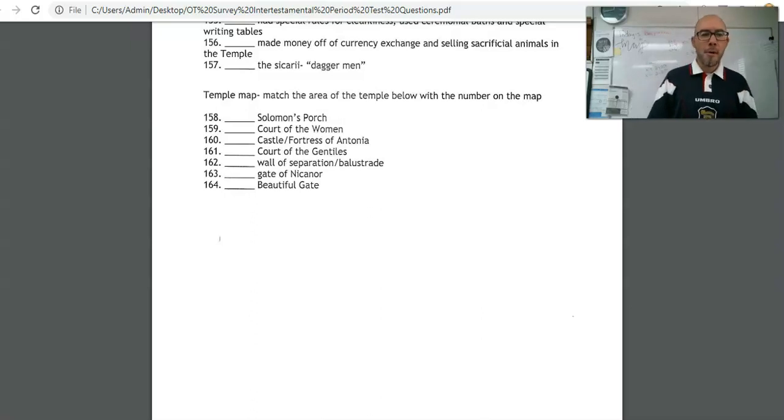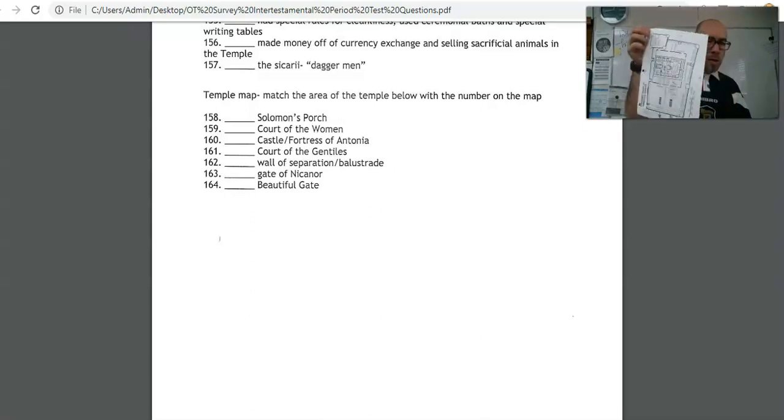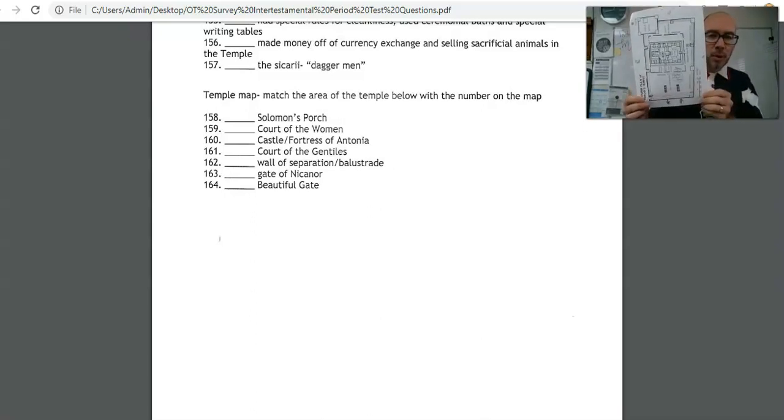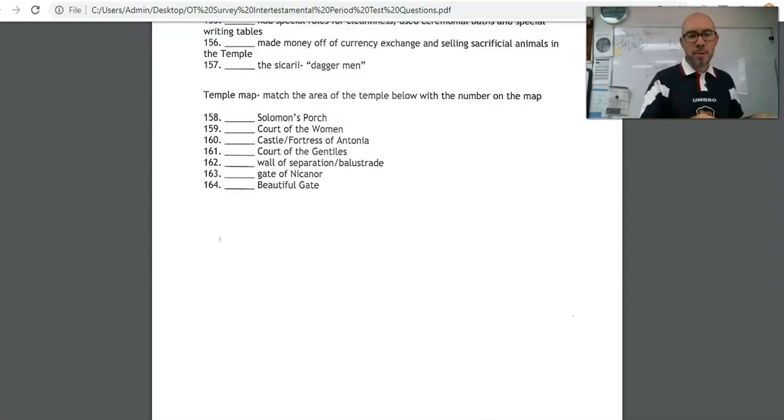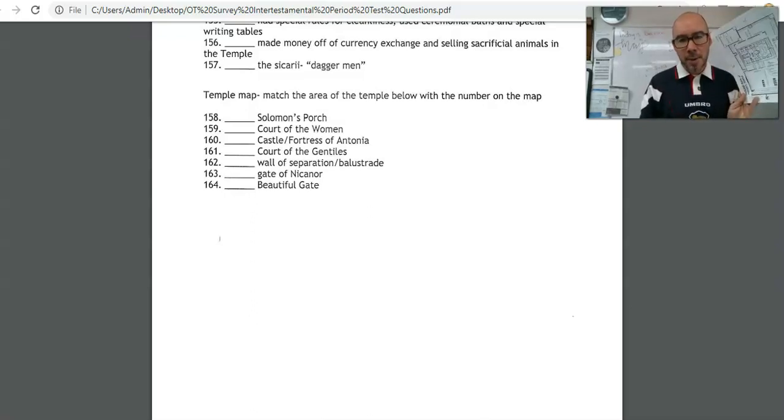Hey, Old Testament people! Today we're going to do the intertestamental period, religious life of the Second Temple period. And I know I probably gave you a pretty not so nice looking map of the Temple Mount, but you're going to want to pull this out today because, as you can see on the screen here, the questions that are left are all about labeling the different parts of this map.